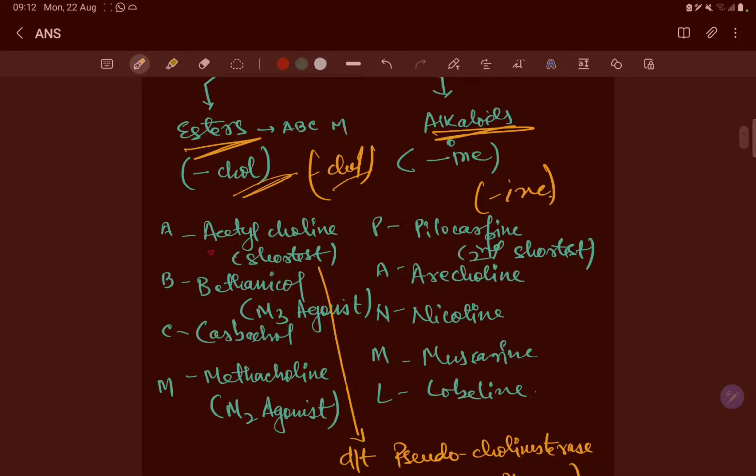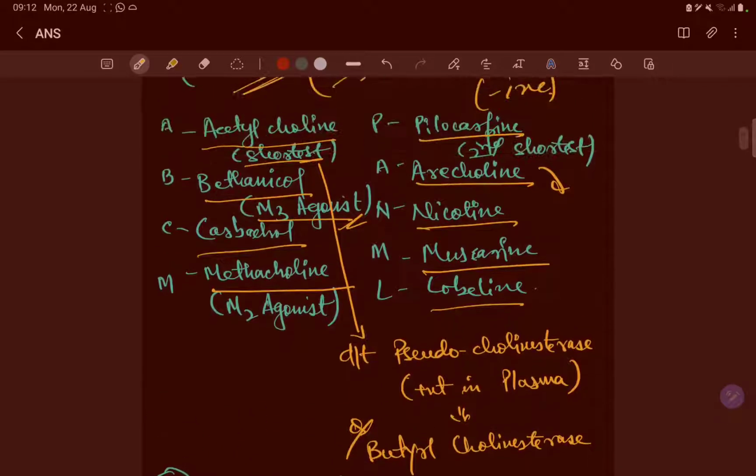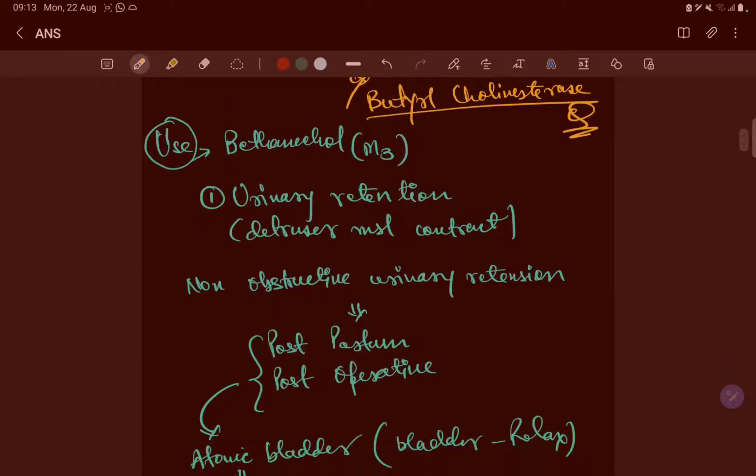The esters are acetylcholine, which is the shortest acting. Bethanechol is the M3 agonist, and carbachol and methacholine are M2 agonists. So these are the esters, and the alkaloids are pilocarpine, arecoline in the areca nuts, nicotine, muscarine and lobeline. Now, acetylcholine is short acting because of the pseudocholinesterase present in the plasma. This is also the butyrylcholinesterase, right? Its name is butyrylcholinesterase.